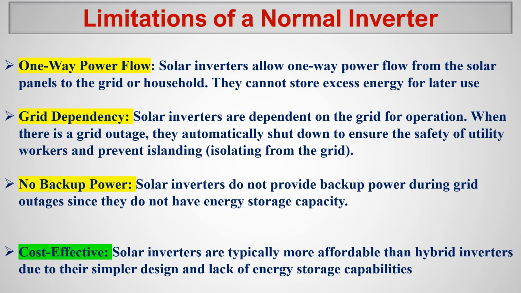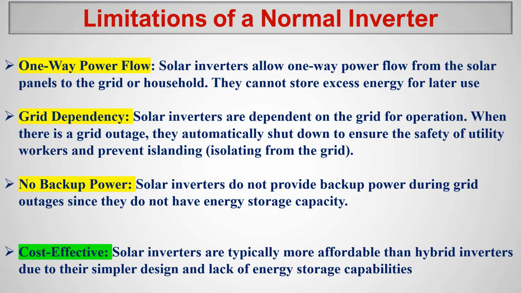If the grid shuts down, then this inverter also shuts down automatically, to ensure the safety of the utility workers. I explained in my previous videos why we have such a setup: the normal inverter will work whenever the grid is available. So it depends on the grid. Grid dependability is another limitation of the normal inverter.